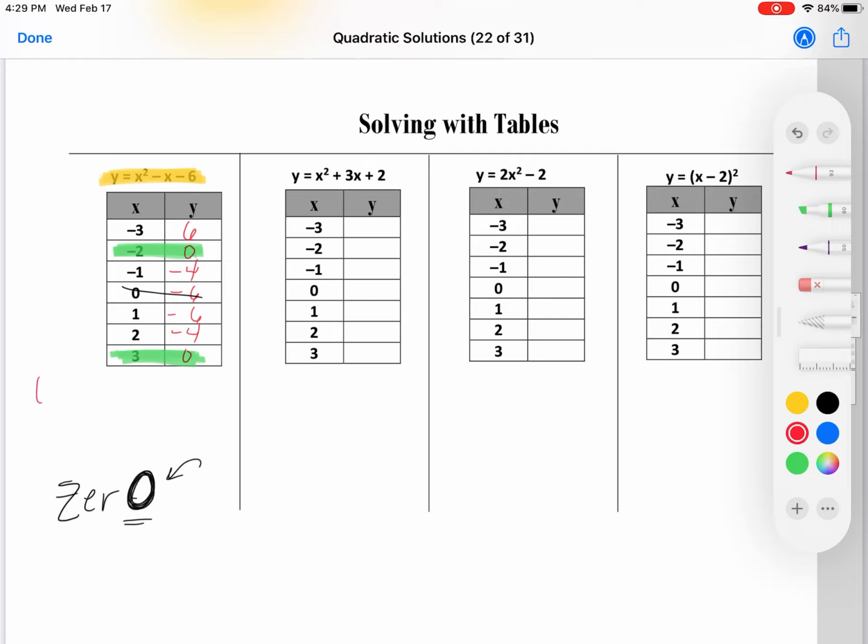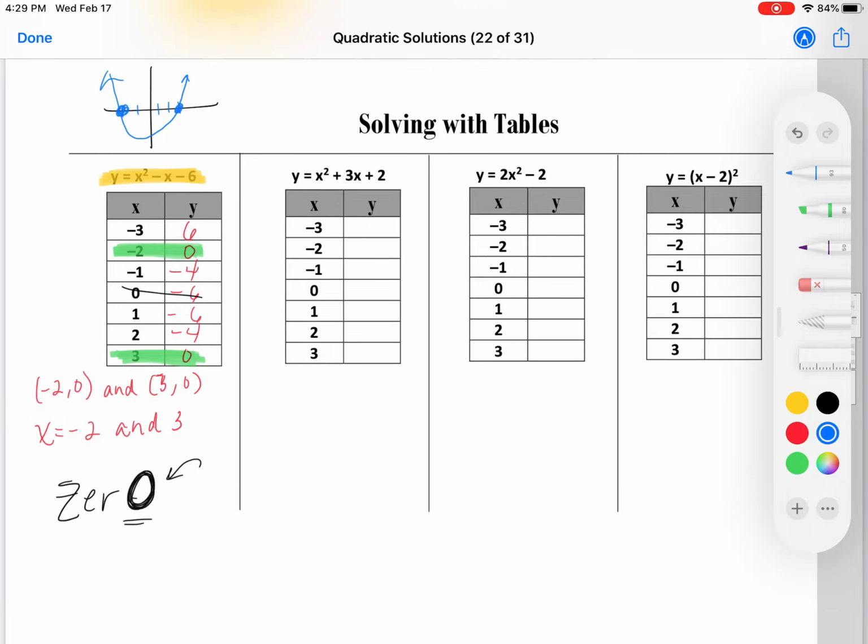So that means that my answer is negative 2 comma 0 and 3 comma 0. On a test, or if you're getting lazy, you could just write that my x's are negative 2 and positive 3. So those are my two solutions. So on this graph, I would have an x-intercept. It would touch the x-axis at negative 2, and it would touch it at positive 3.